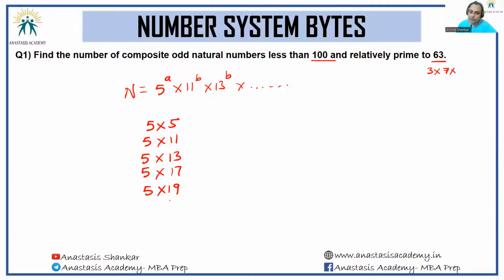I cannot go to 5 into 23, that would be greater than 100. And even the next smallest grouping that you can see, 11 square, that wouldn't work because that is greater than 100. 11 into 13 is greater than 100. So the entire list of numbers is going to be this much only, which is 5.